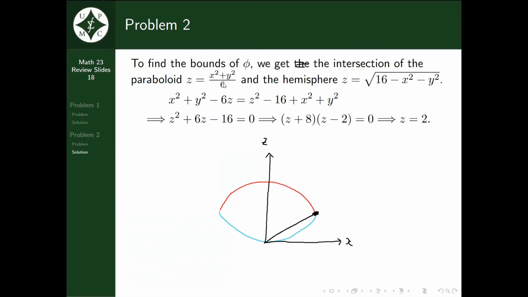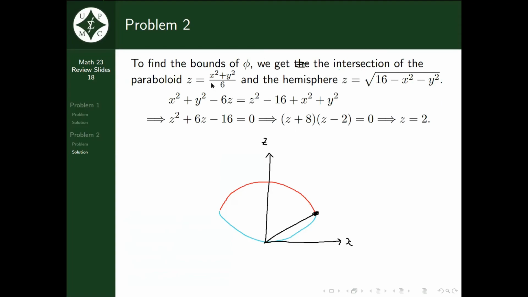So we simply manipulate both equations so that they're equal to 0. For example, in the first equation, we multiply both sides by 6, then transpose 6z to get x squared plus y squared minus 6z equals 0. And in the second equation, we square both sides and transpose the right-hand side to the left-hand side.